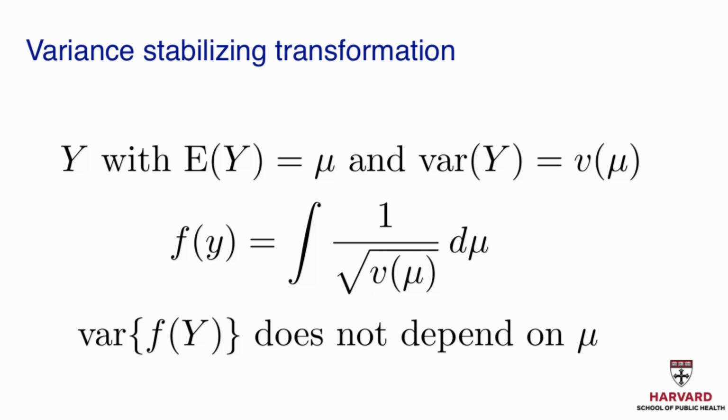If you happen to know the function that describes the dependence of the variance on the mean, then you can find a transformation f, and it's actually just a matter of taking the integral of 1 over the square root of that function. Once you find that function, if you apply it to the data and you take the variance, then this quantity, the transformed data, no longer depends on the mean level. And we have a variance stabilizing transformation.